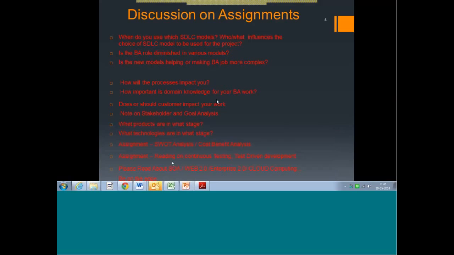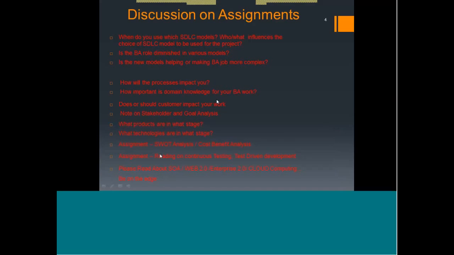Okay, so what I suggest is, can you guys read these two things? What is continuous testing and what is test driven development? And what is SOA, Web 2.0, Enterprise 2.0, Cloud Computing all about? Can you guys read this? No, sir, I did not read about it. Can you read it tomorrow, day after, during next weekend? Yeah. I know that most of you are not technical guys, so it will be helpful if you start reading this stuff. Maybe next Monday, Tuesday we can discuss it if you have any questions. You have a couple of days.